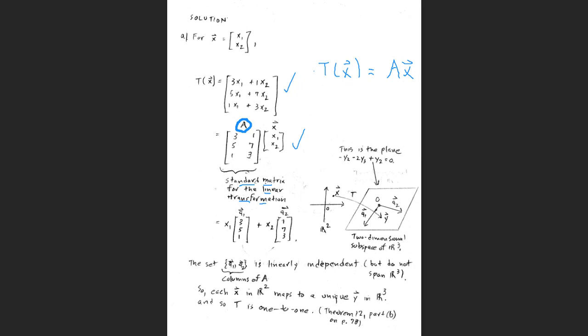Well, what we can do, you see, is we have A times X here, right? We have A times X, but we could write that as a linear combination of the column vectors of the matrix A. The column vectors being A1, which is 3, 5, 1, and vector A2, which is 1, 7, 3.